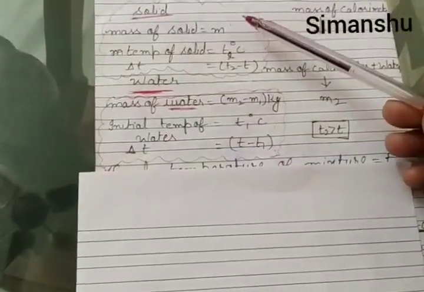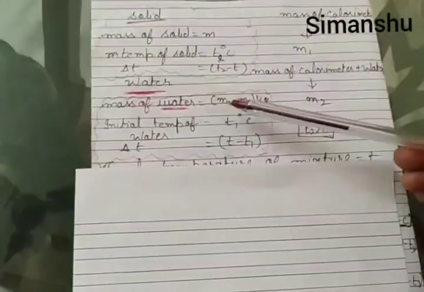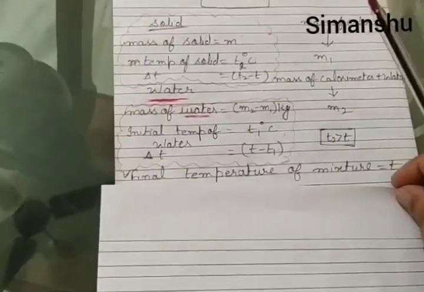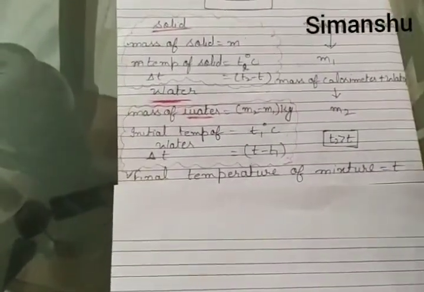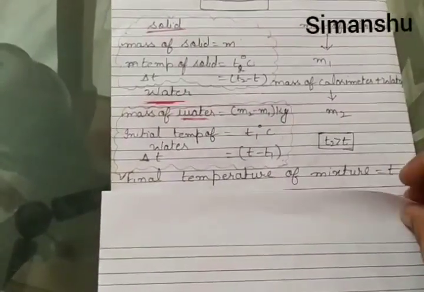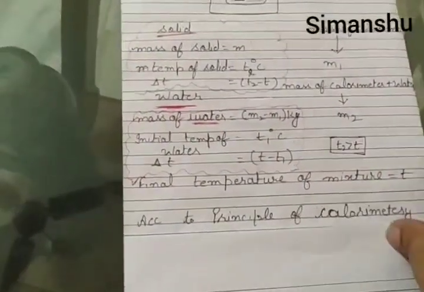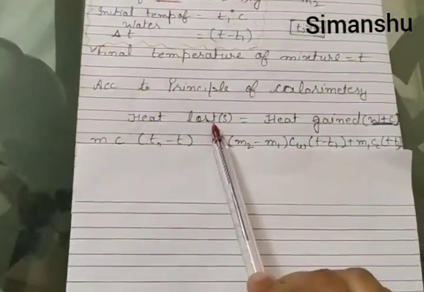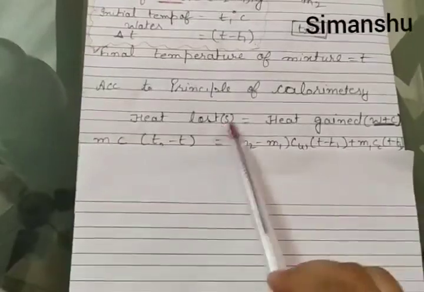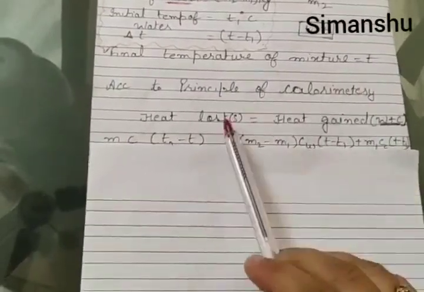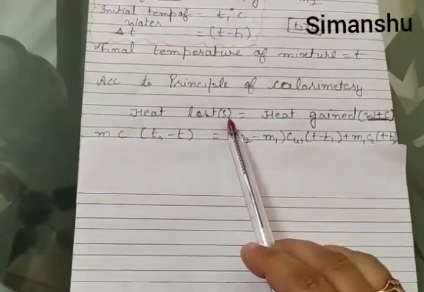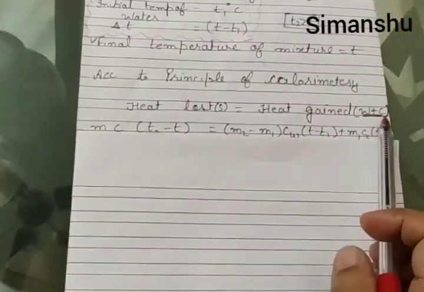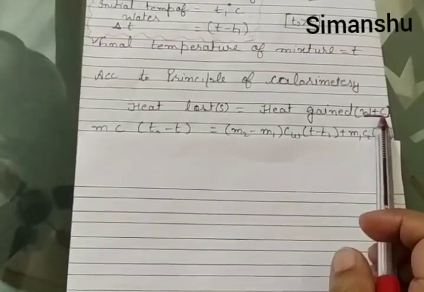Now you have all the required things, for the solid and for the water. What should we do? Now we have to use the principle of calorimetry. According to it, as we did earlier, heat lost by the hot body is equal to heat gained by the cold body. Here heat loss will be from the solid and heat will be gained by water. Here C is representing the calorimeter.